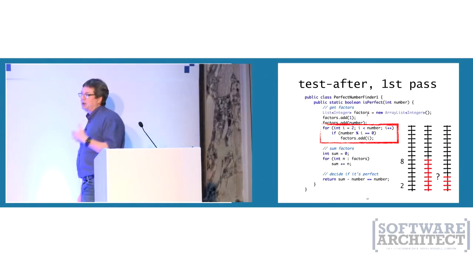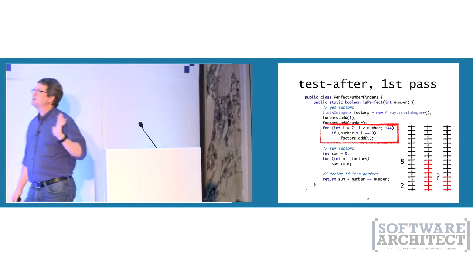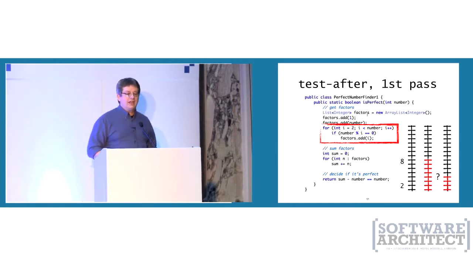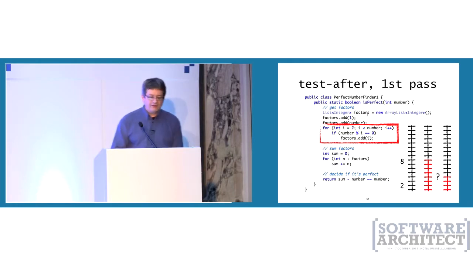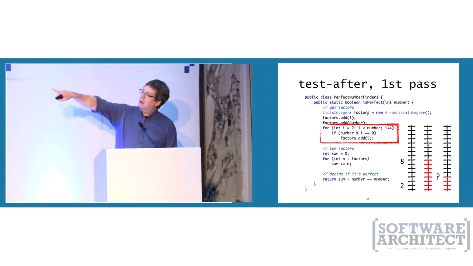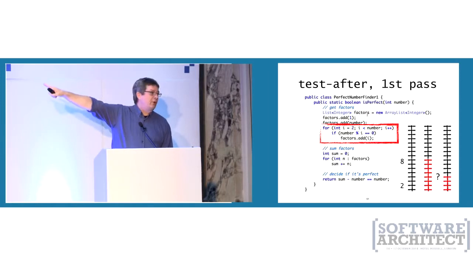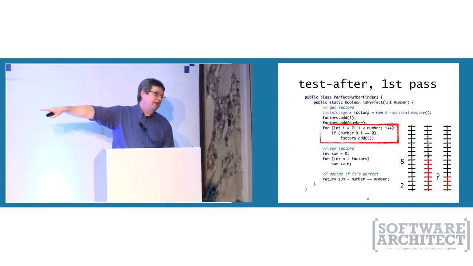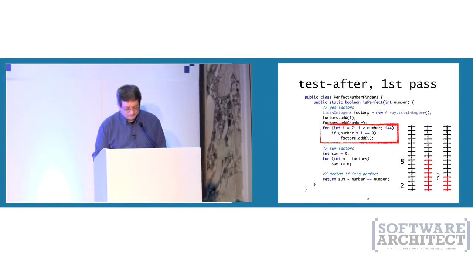So here's some code in regular old school Java that does that. I have an isPerfect method. It first gathers all the factors. It adds 1 and the number because those are always factors of the number. And then for 2 up to the number, if number modulus I, so that's the mod operator in Java, if the remainder of I going into number equals 0, then it's a factor, and I add it to my list of factors. I then sum them up and decide if it's perfect by applying my formula.